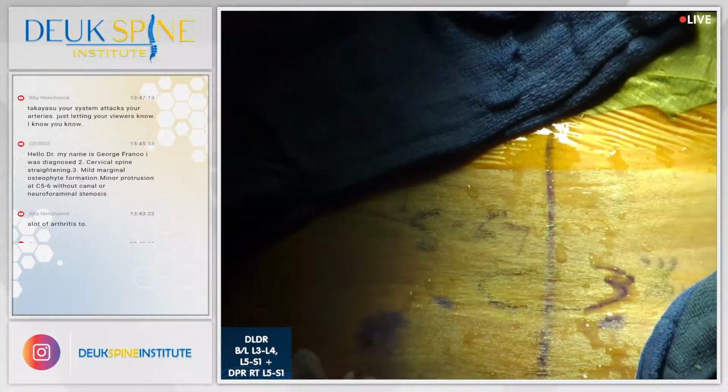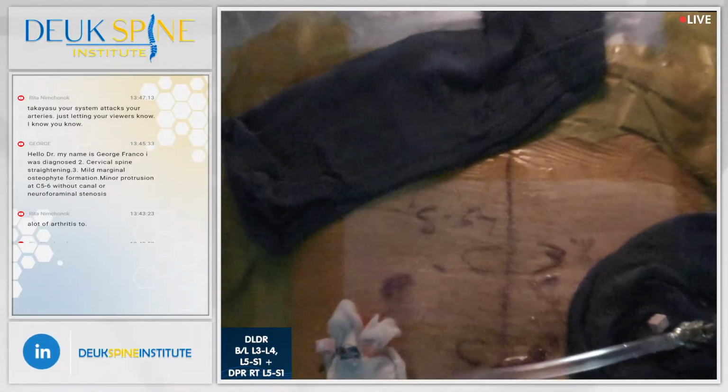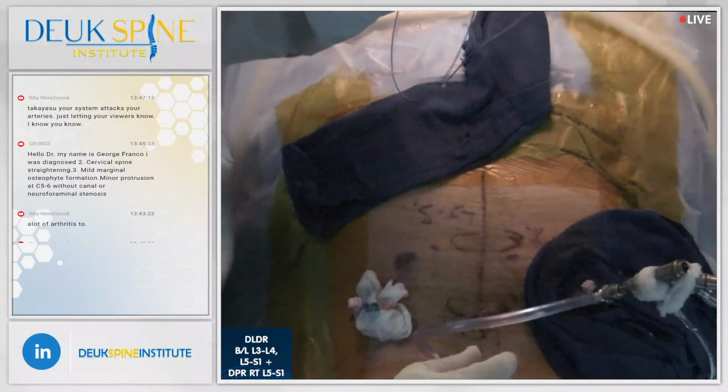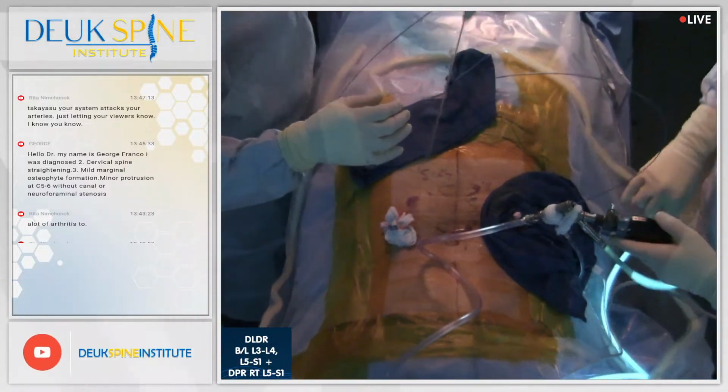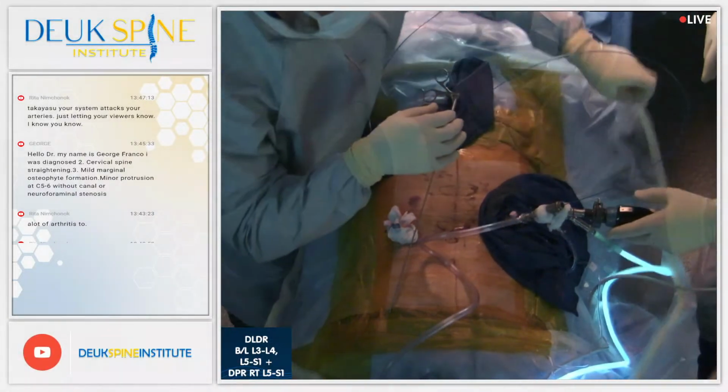Most disc herniations have about 30 pieces of herniation on average, is what I found. Some of them are small, some of them are big, but it's around 30 pieces.